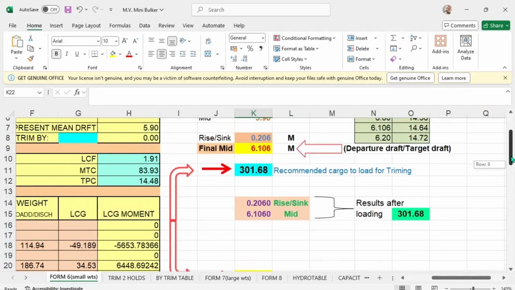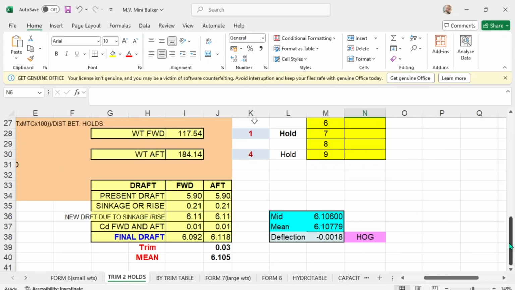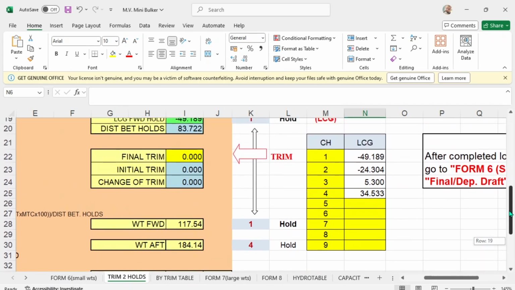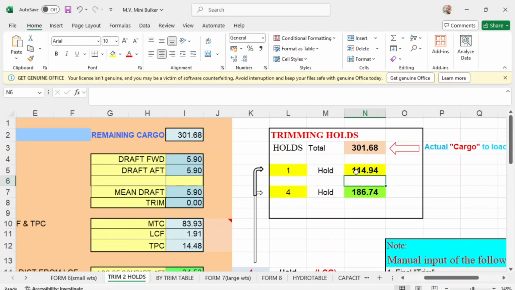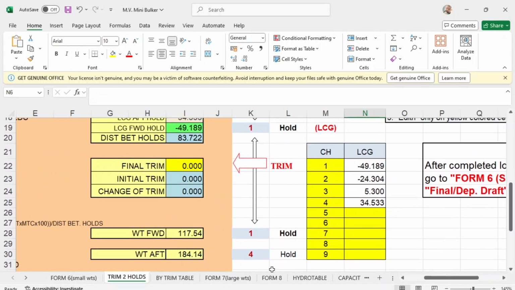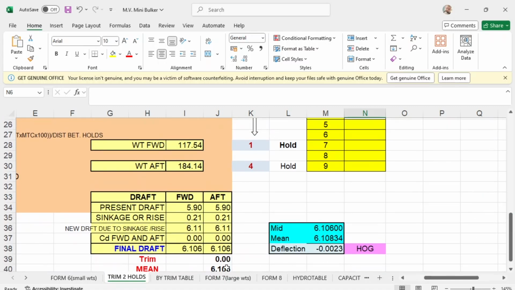Take note, you have here 6.106, 6.106, and the remaining cargo to load, number 1 would be 117.54. Number 4 will be 184.14, and your departure draft would be 6.106, 6.106, zero trim, main is 6.106.